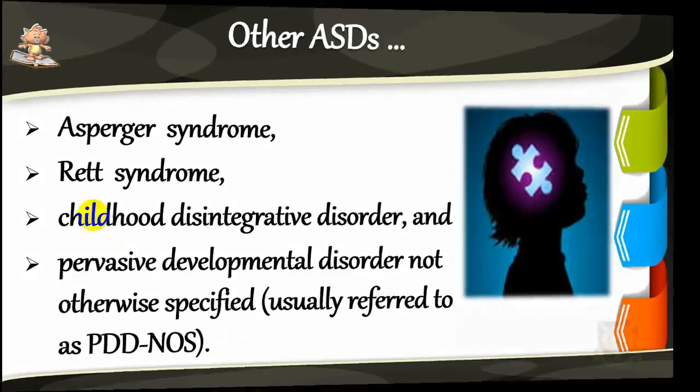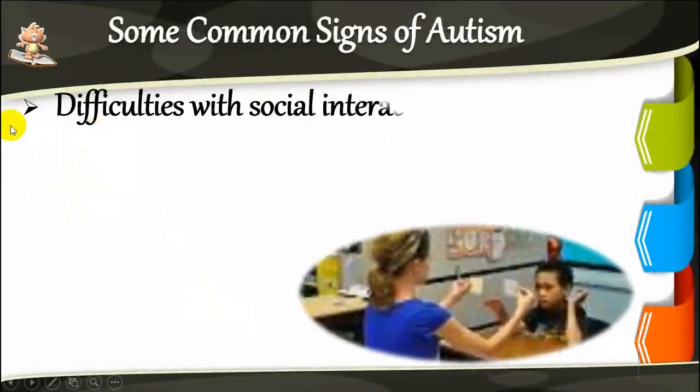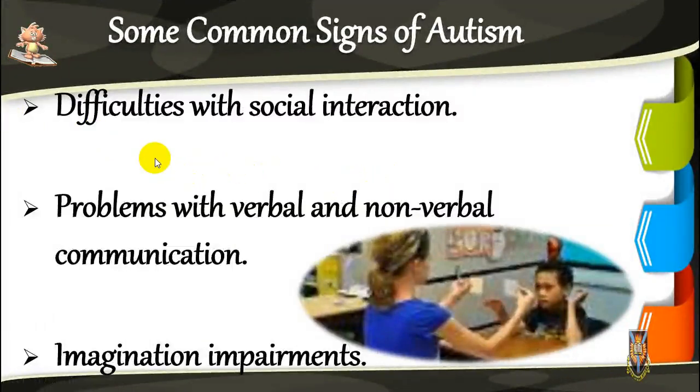Some common signs of autism. There are 3 distinctive behaviors that characterize autism. 1. Difficulties with social interaction. Being unaware of what's socially appropriate, finding chatting or small talk difficult, and not socializing much. People with autism find it very difficult to develop friendships and relate to others.